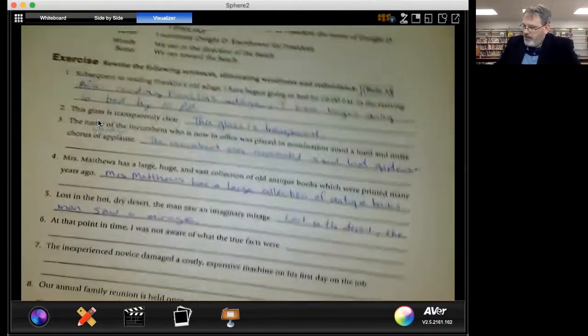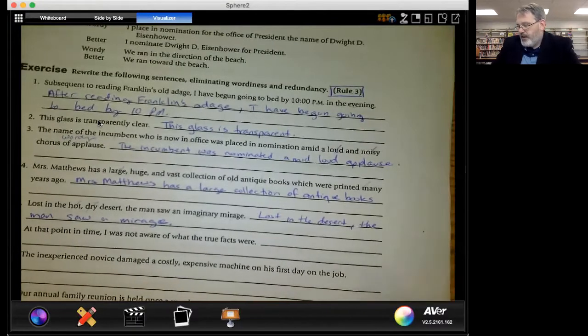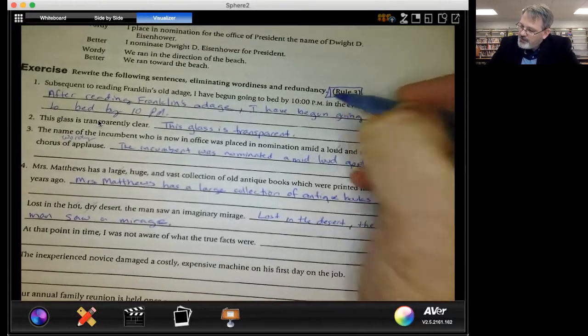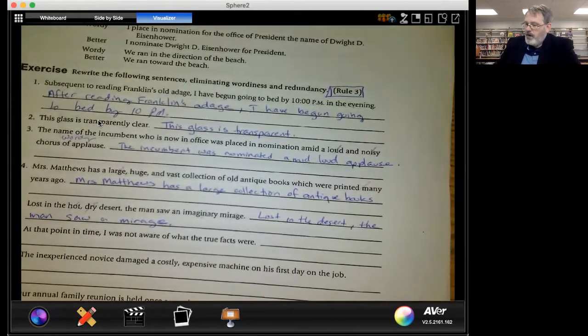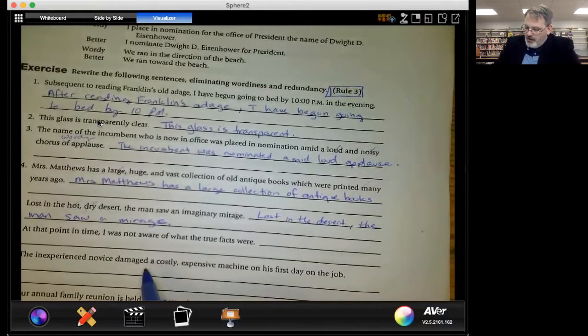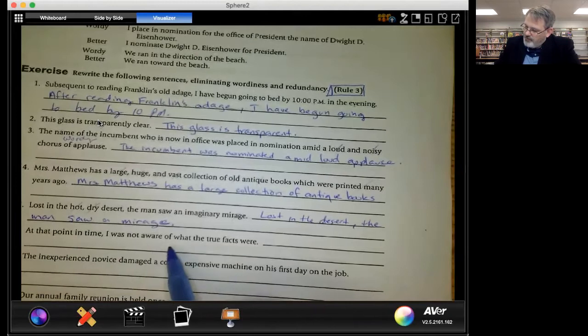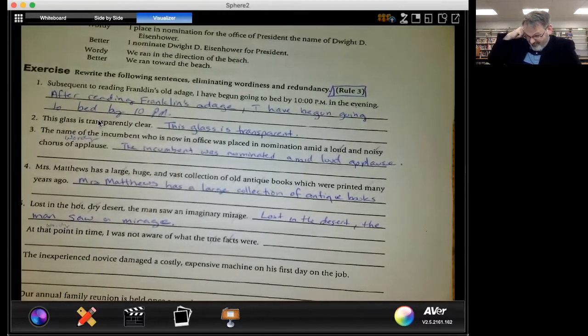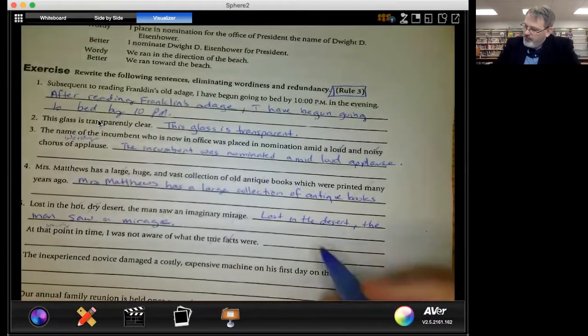Okay. Now, I'm going to go back and I want you to, if you're still watching this video, then you know that I'm also asking you to put a triangle to the left side of that box. Okay, so there's a box around rule 3 and a triangle. At that point in time, I was not aware of what the true facts were. True facts is repetitious. At that point in time is wordy. I would say perhaps it should be at that time, I was unaware of the facts, or not aware of the facts, yeah.